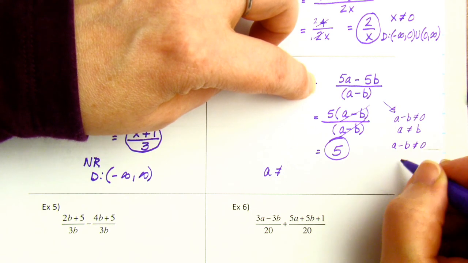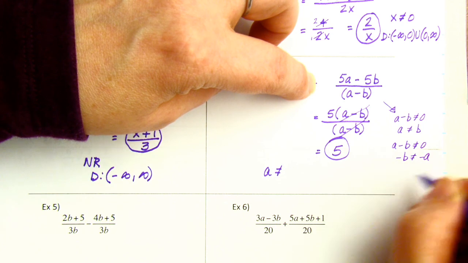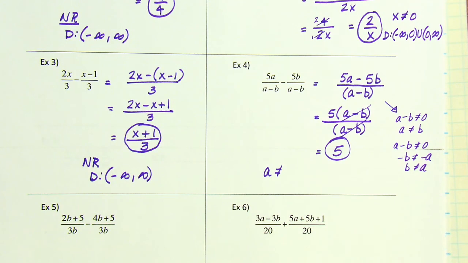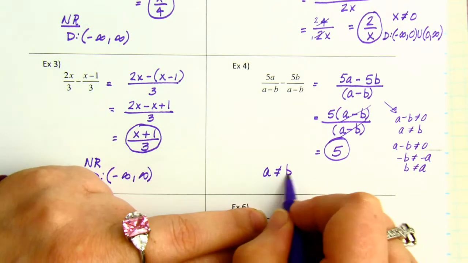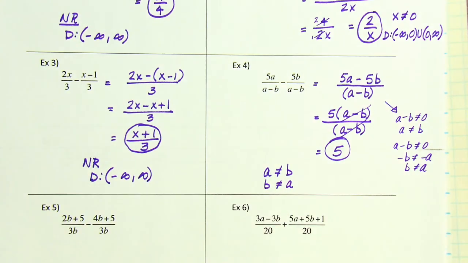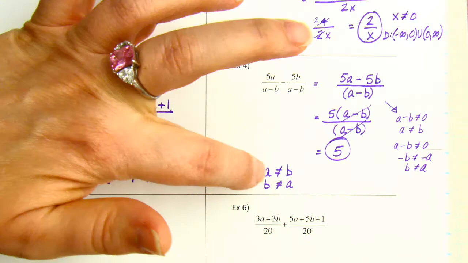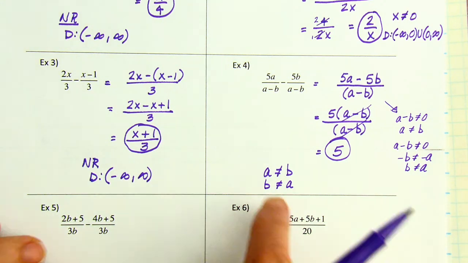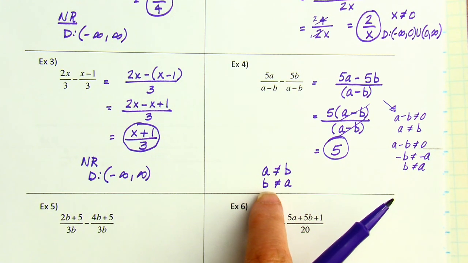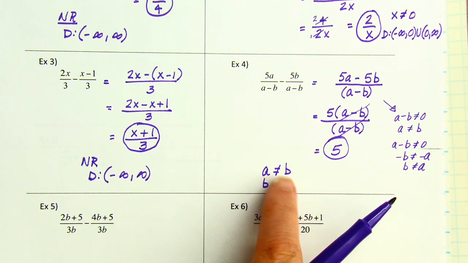Do it again. A minus b cannot equal 0. This time solve it for b. Negative b cannot equal negative a, so b cannot equal a. If you get a can't be b, then it's obvious that b can't be a. So those are my restrictions. Again, it's a little bit difficult to write the domain with restrictions as such, so we just let that go. We're not talking about actual specific real numbers that the variable can't be. We just know that a and b can't be equal to each other.